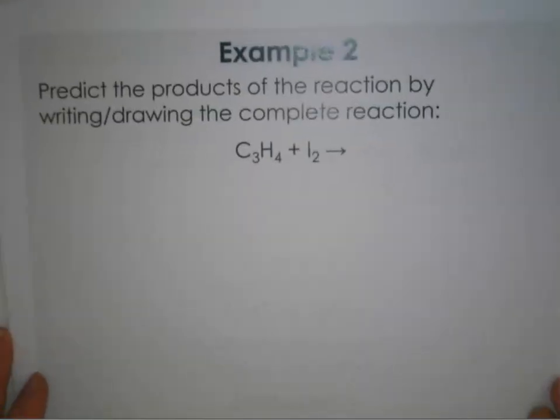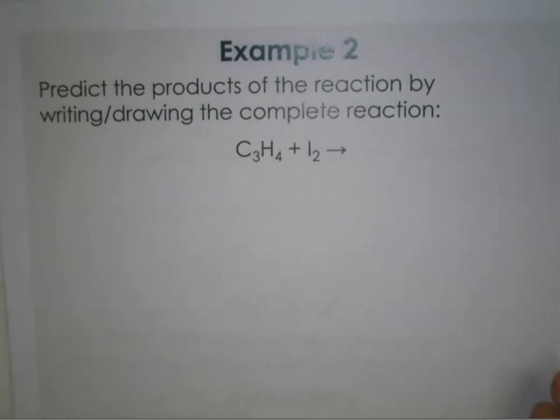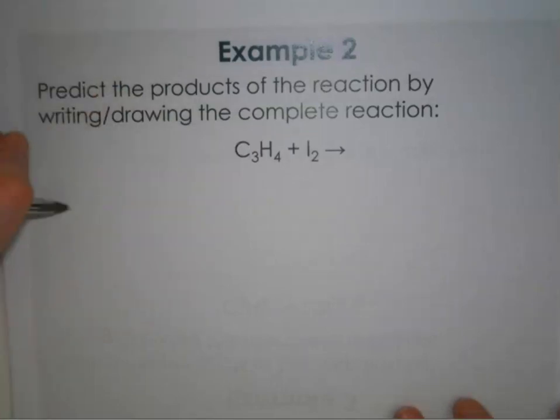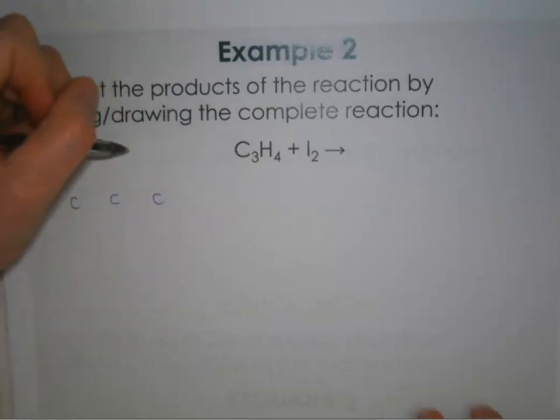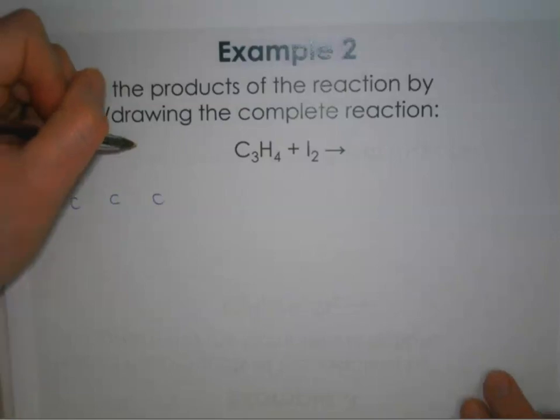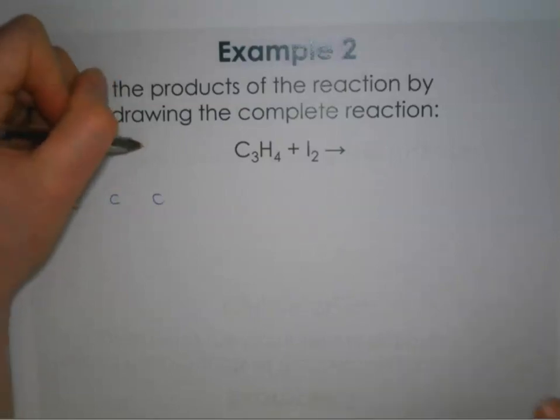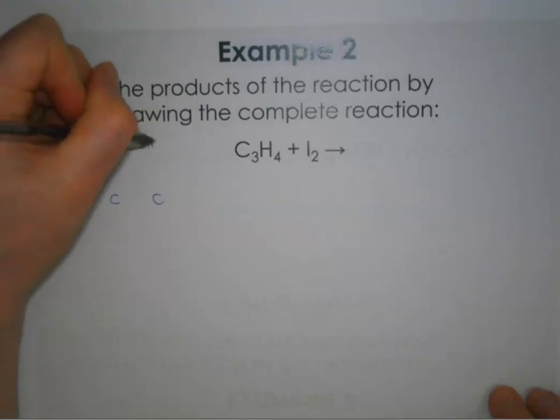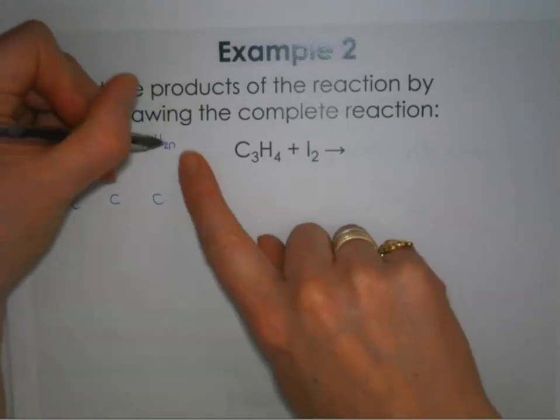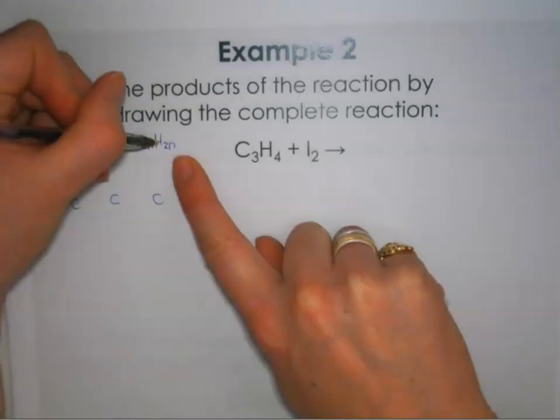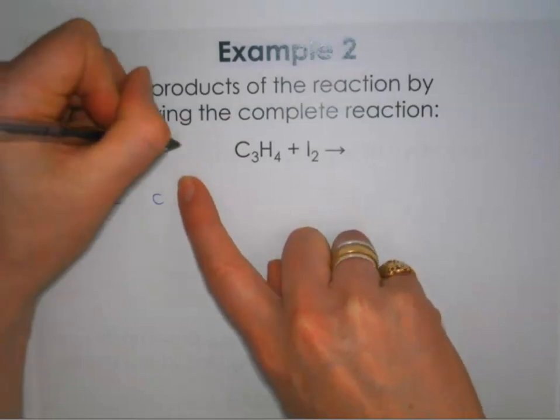All right. Let's try another one of these. Predict the products of the reaction by drawing the complete reaction. Okay, so we have C3H4. So we have 3 carbons, and we only have 4 hydrogens. So keep in mind some of your formulas that we use for considering whether we have an alkane, alkene, or alkyne. So they all have CnH2n, but remember for an alkane it's +2, for an alkene it's just 2n, and for an alkyne it's 2n minus 2.